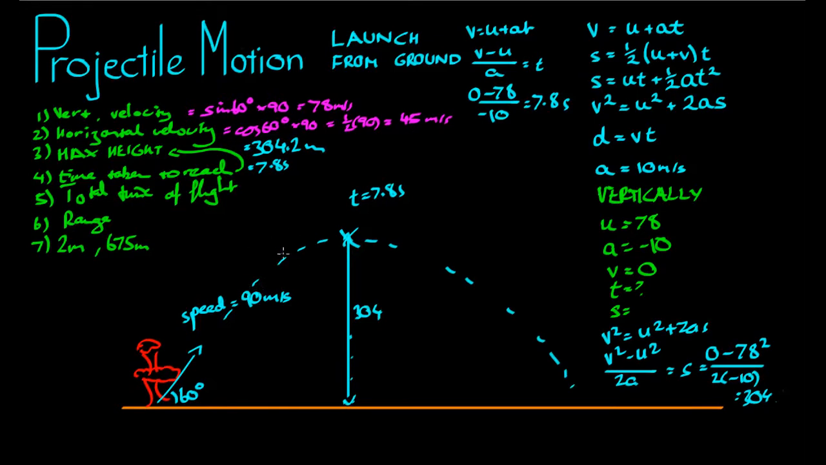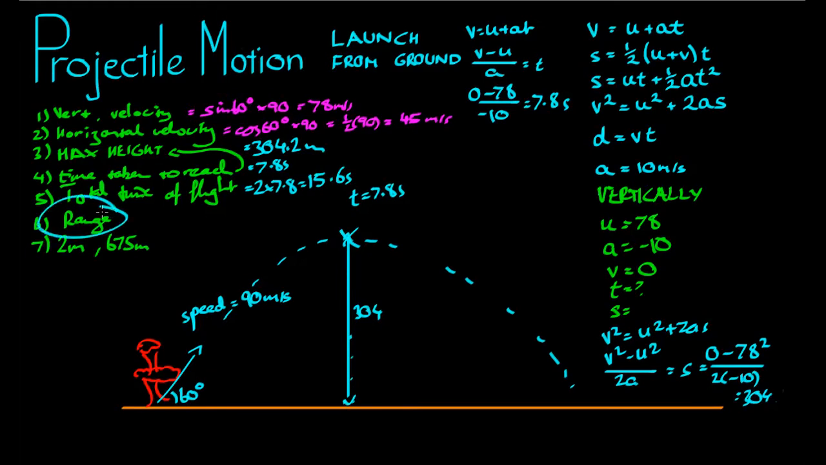The time to complete the entire flight, well, that's just double the time it took to come up, because on the way up the object behaves very similarly to how it does on the way down. So the total time of the flight is equal to 2 times 7.8, which is 15.6 seconds.